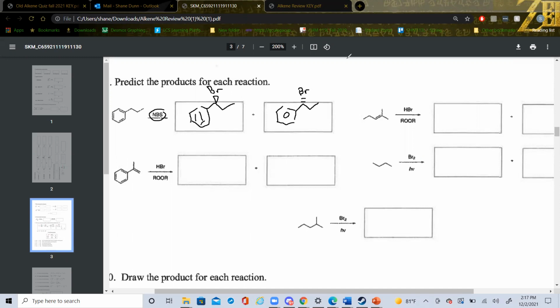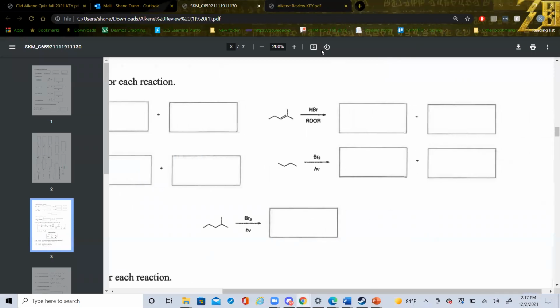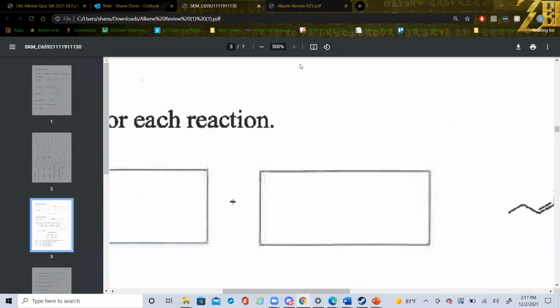Now, the most important part of number 9 is the next one right here. This right here is an anti-Markovnikov. So let's zoom in on it so we can look at it.